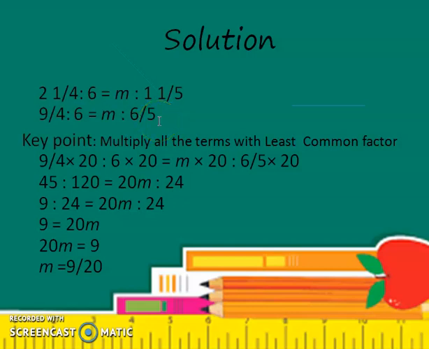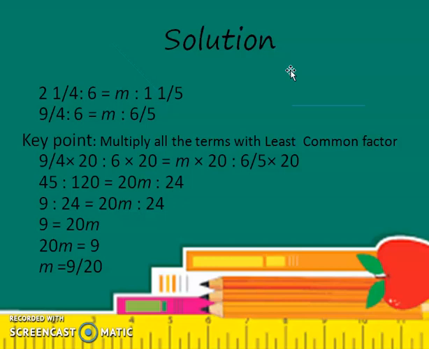Now the second point is how I will solve this equation. I will take the least common multiple of the fractions. Here the denominator is 4 and here the denominator is 5. The other two numbers, 6 and m, have denominator 1. I will take the LCM, and the LCM is 4 multiplied by 5, which is 20.